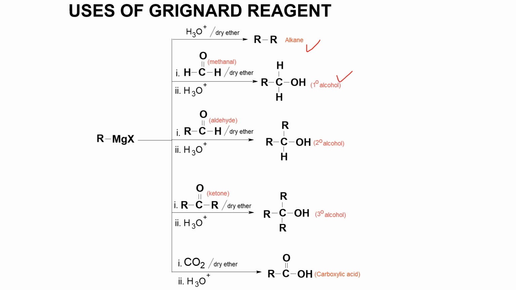If Grignard reagent is reacted with aldehyde in dry ether followed by hydrolysis, it will form secondary alcohol. And when it reacts with ketone in dry ether followed by hydrolysis, it will form tertiary alcohol. And the last use, when it reacts with carbon dioxide in dry ether followed by hydrolysis, it will form carboxylic acid.